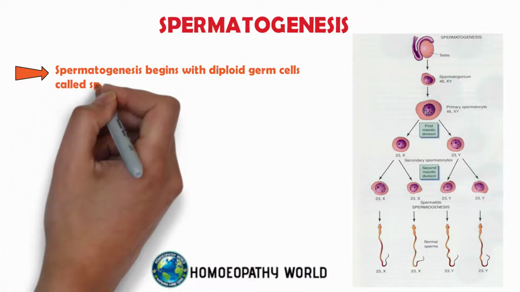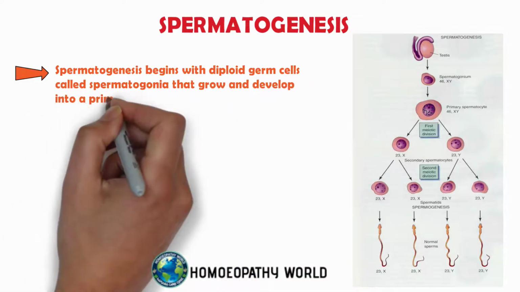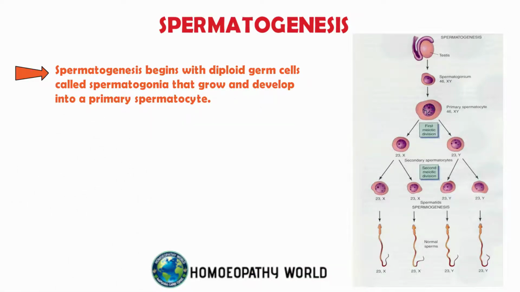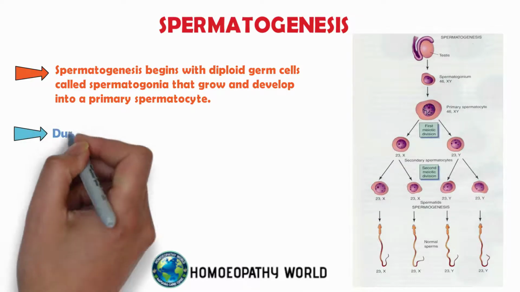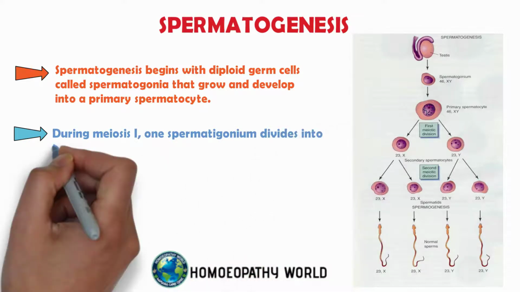Spermatogenesis begins with a diploid germ cell called spermatogonia that grows and develops into a primary spermatocyte. As you can see in the picture, the primary germ cell spermatogonia is 46XY, and then it develops into the primary spermatocyte, which is again 46XY. That is a diploid number of cells.